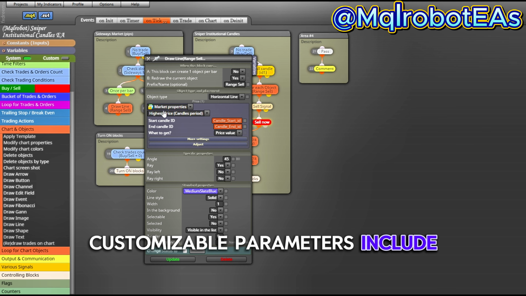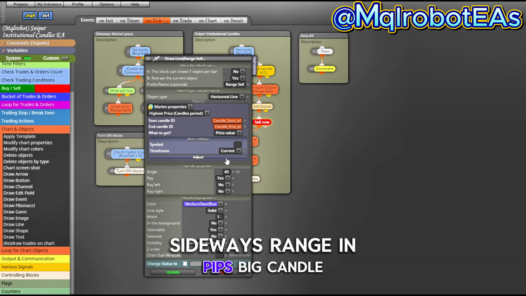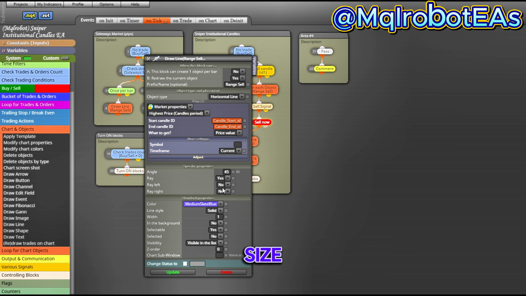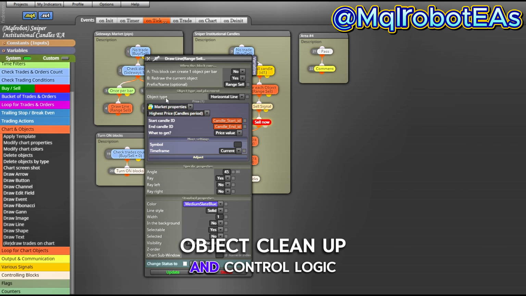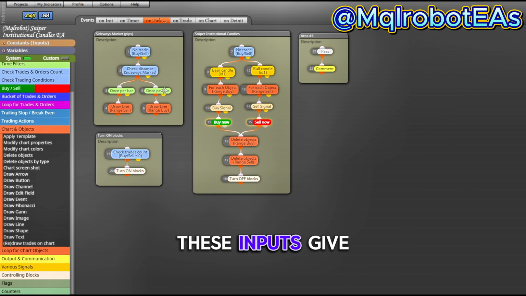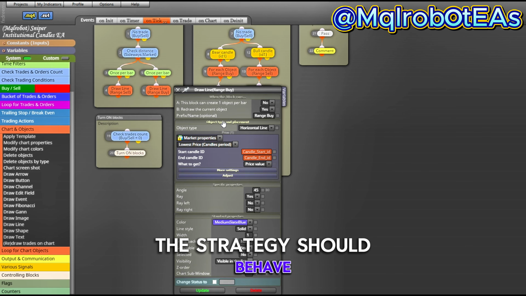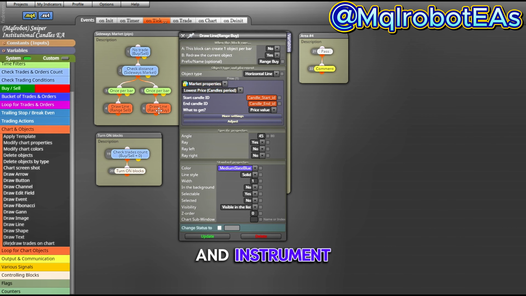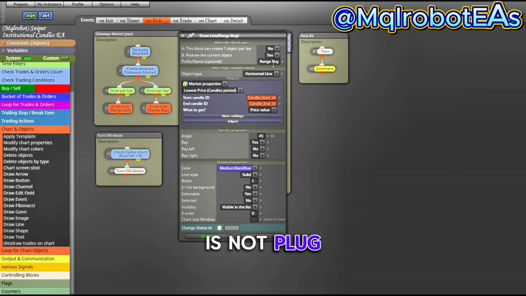Customizable parameters include candle start and end ID, sideways range in pips, big candle size, SL and TP levels in pips, object cleanup and control logic. These inputs give you full control over how aggressive or conservative the strategy should behave on your chosen time frame and instrument. Important note before using: this EA is not plug and play.